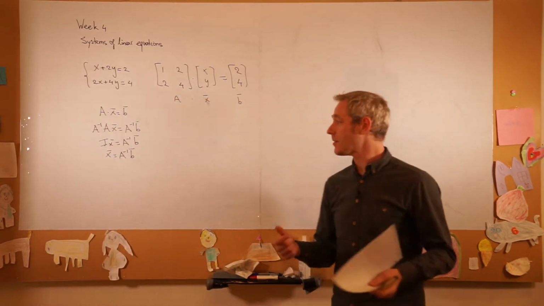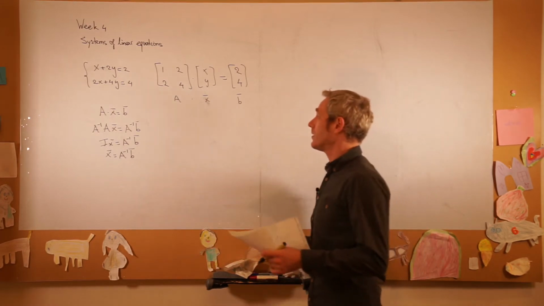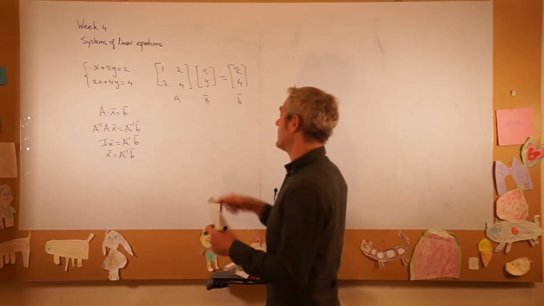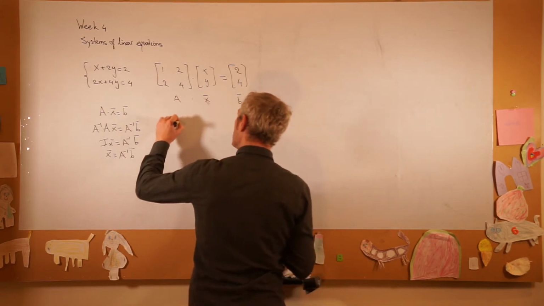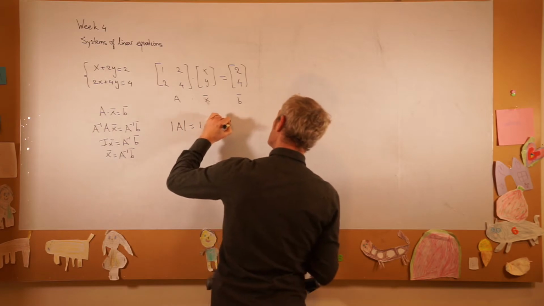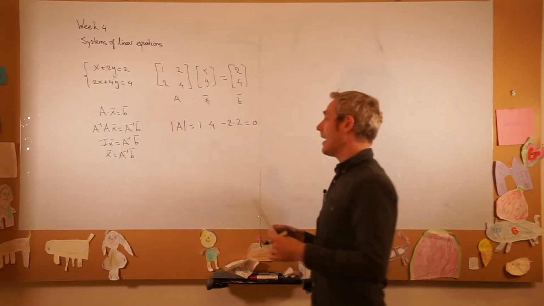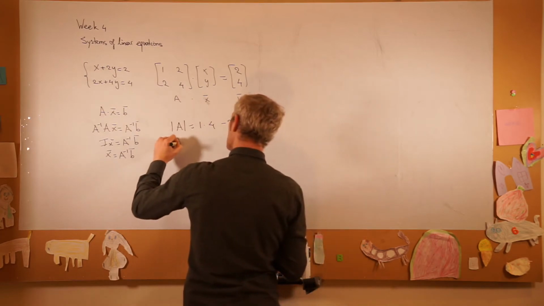Now if we can take this approach and calculate A inverse, it's an easy way to find the solution. But let's look at the matrix A. First let's look at the determinant of A, which is equal to 1 times 4 minus 2 times 2, which is equal to 0. So A has no inverse.